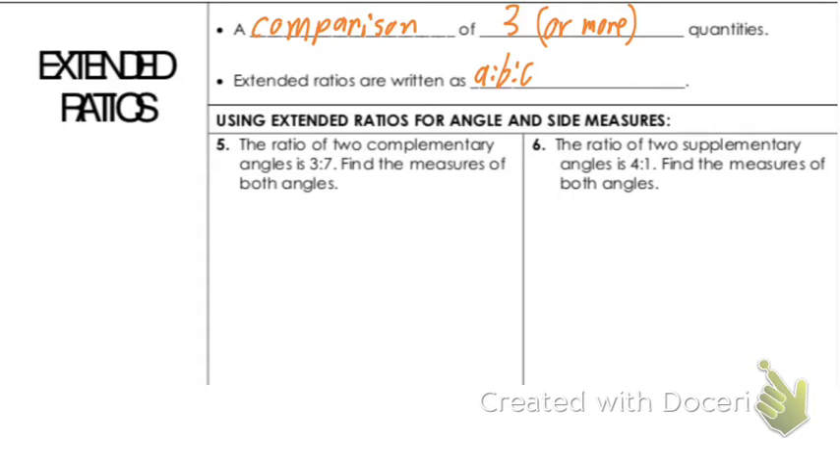Okay. So the ratio of two complementary angles is 3 to 7. So I heard somebody say 30 and 70. Okay. Well, does that work? No, that's 100. Okay. Well, how can we figure out besides just guessing and checking random things? Okay, Max.